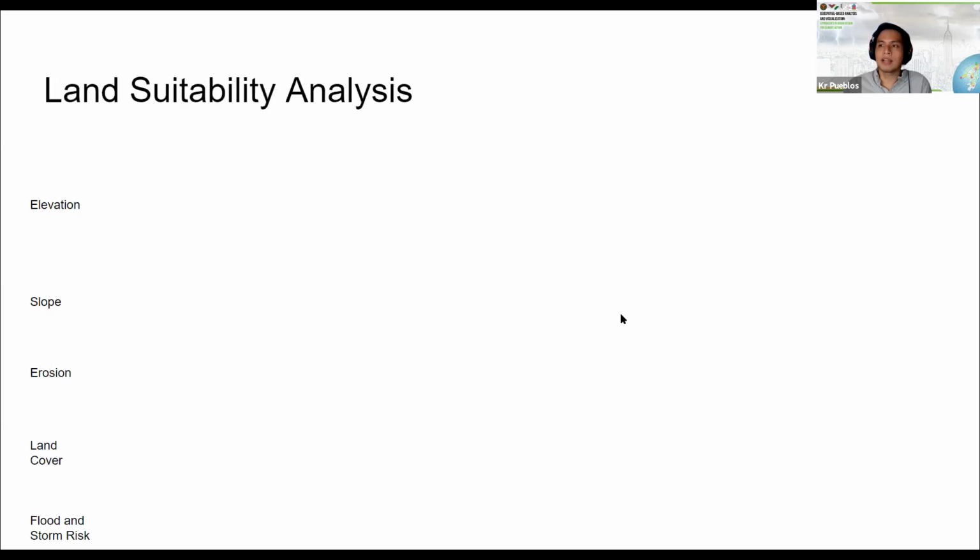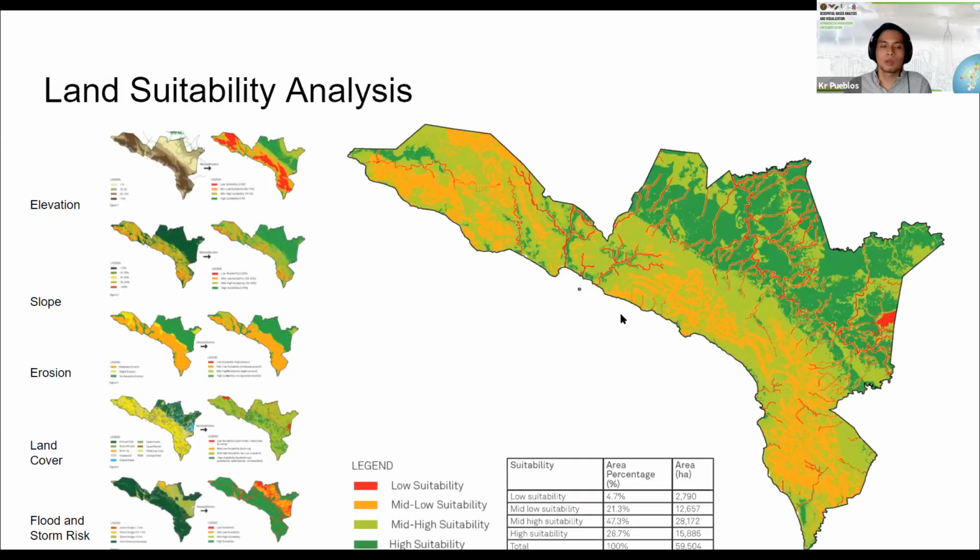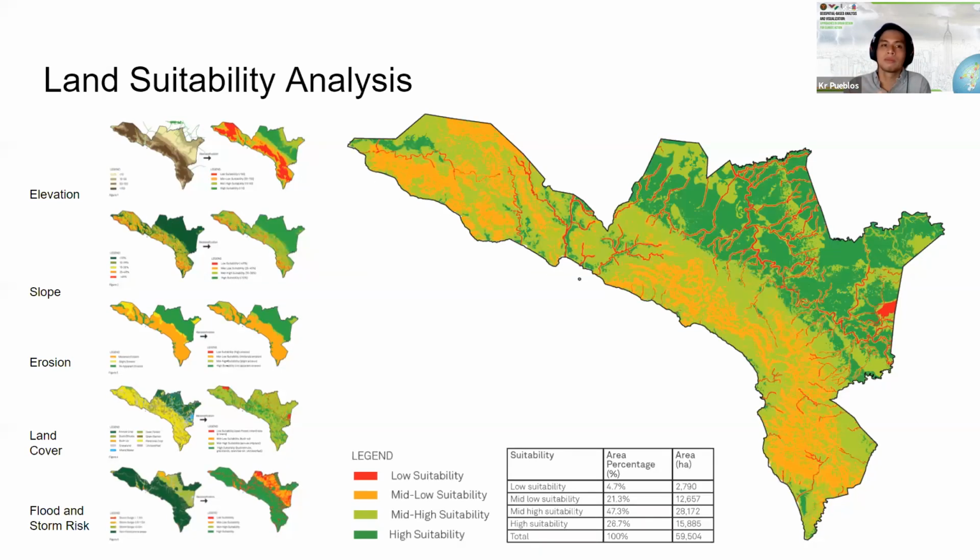So from those hazard maps, from those resource maps, we made a suitability map, where we created a reclassified map from those elevation maps to create a suitability spectrum. What that means is we could then evaluate from a list of different conditions such as elevation, slope, erosion, land cover, flood and storm risk, and create a singular land suitability analysis map. That would then help us look at where to focus our energies to create a better master plan and a better strategy for the region.